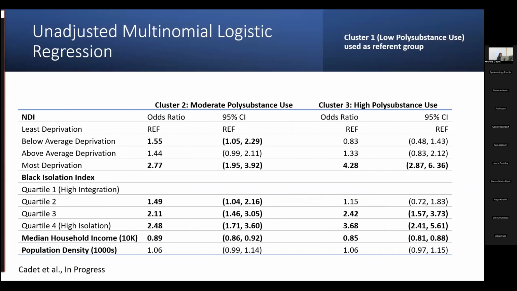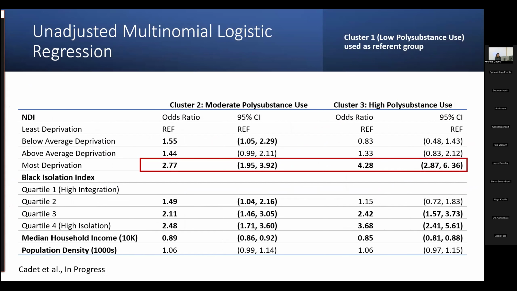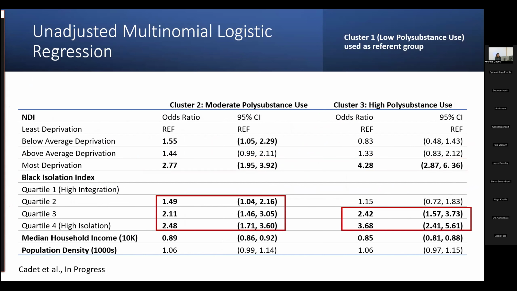So we ran a multinomial logistic regression. And what we see in the unadjusted model is that cluster 2 and cluster 3, which are the moderate and high polysubstance use compared to their low polysubstance use referent cluster, are more likely to be amongst census tracts that have higher deprivation. And we also see census tracts that have increasing Black isolation or residential segregation were more likely to be members of the moderate or the high polysubstance use clusters compared to their low polysubstance use cluster referent group.